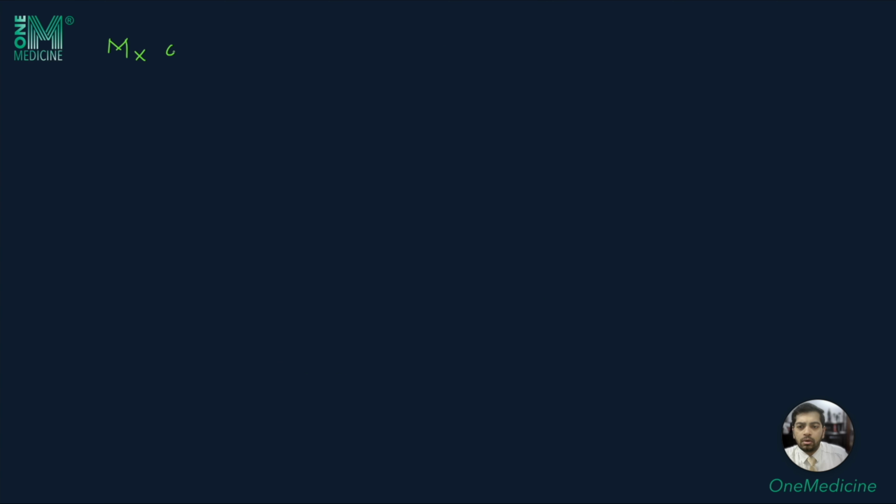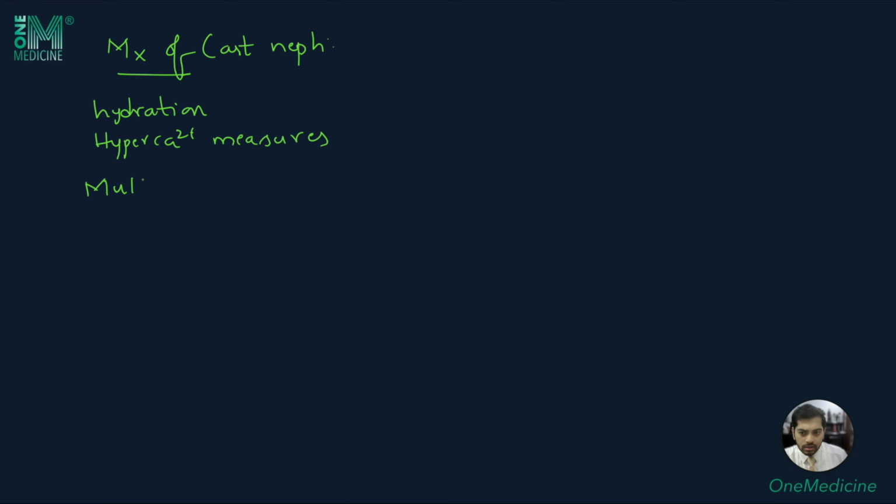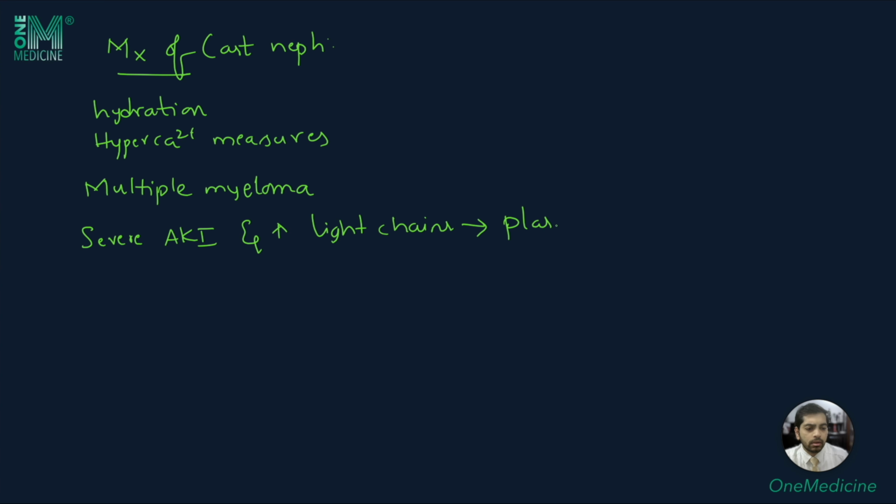The management of cast nephropathy includes hydration, hypercalcemia measures, treating the underlying multiple myeloma, and in cases with severe acute kidney injury and very high levels of light chains, patients can be subjected to plasmapheresis.